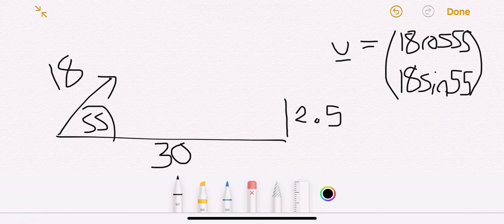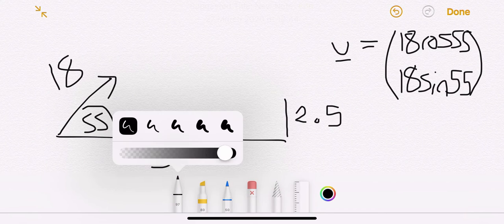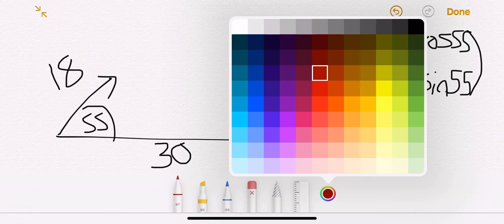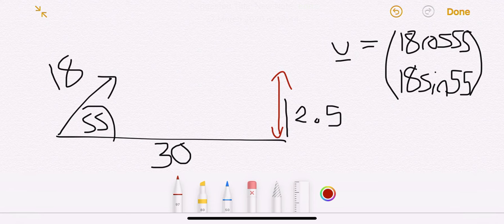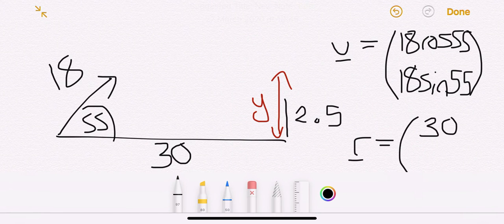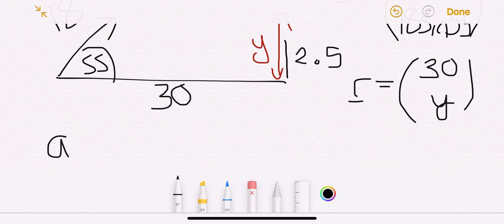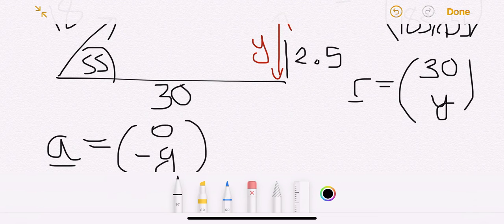So I suggest what we do is we try and work out what is the height when the horizontal displacement is 30. So let's call this height y. And let's model this problem using our vectors. So we've got u, and we want to know what is r at this point here. So the vector r, at this point here, we know the horizontal displacement is 30, and the vertical displacement is y, and this is the y that we want to find. Well, we know what a is. We know that a is 0 and minus g, because this is acting only under the influence of gravity.